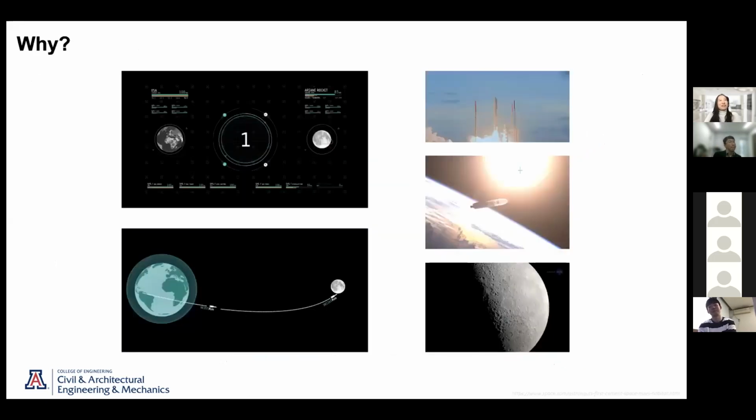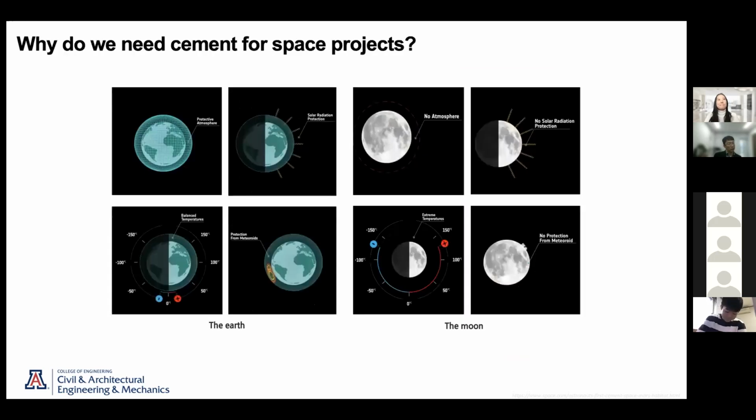Why do we think about living on Mars or the moon? If carbon neutrality by 2050 fails and climate disaster occurs, this can be a backup plan. And those planets are closest to the Earth, and they have the most similar environments. And if we want to build a habitat in space, we need a special cement for construction, because the environments of Earth and the moon are different.